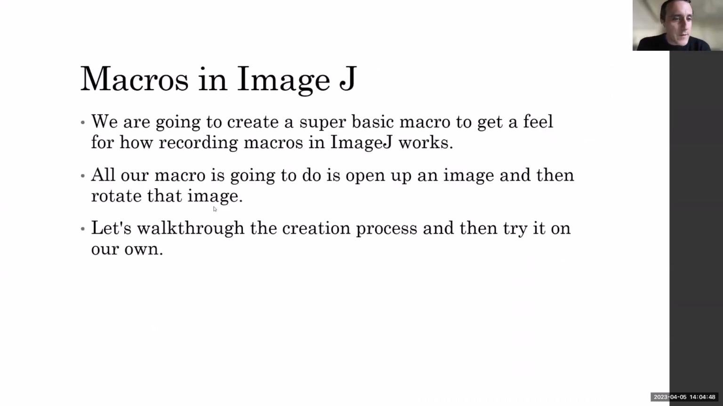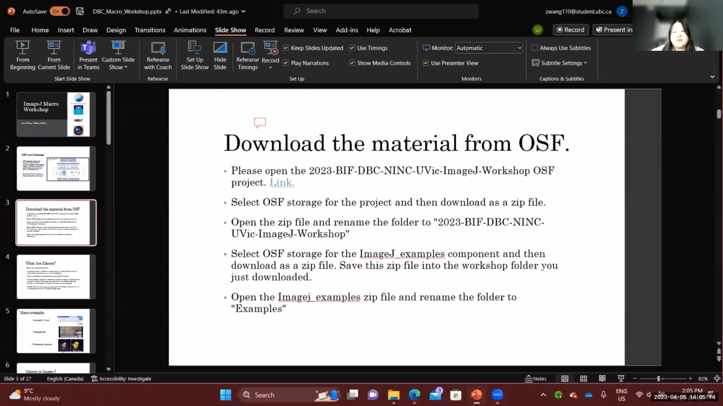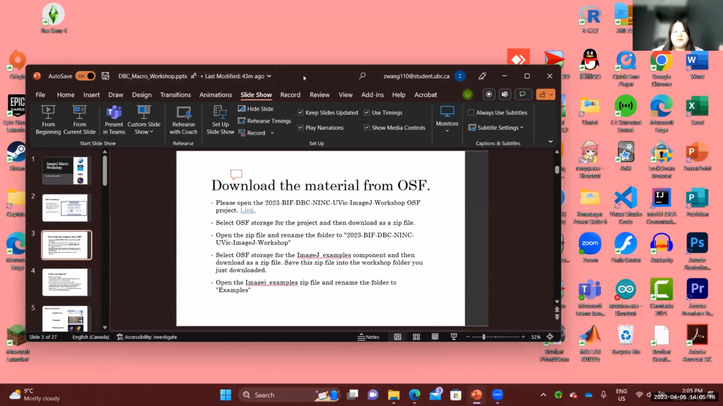Yeah, so as a first step for creating the macros, Amy will do an example of a super simple, straightforward macro using the macro recorder to show us just how it's done. And this will just involve rotating an image. I will run through these steps and show you all how they work, and then put these steps up for you to see, and then you can try it on your own.